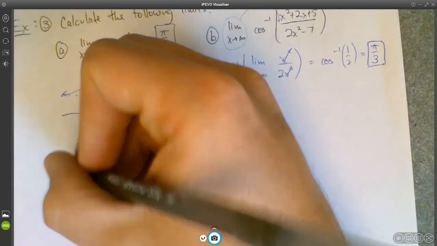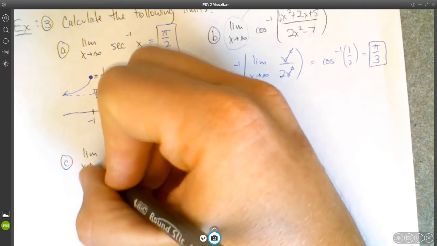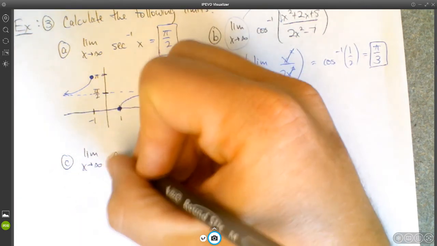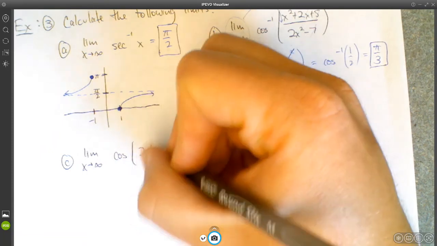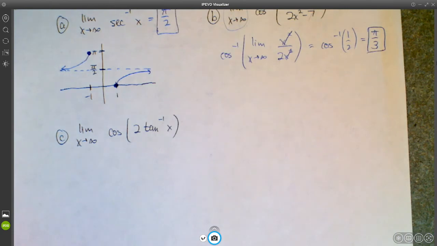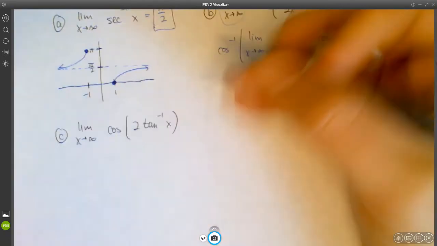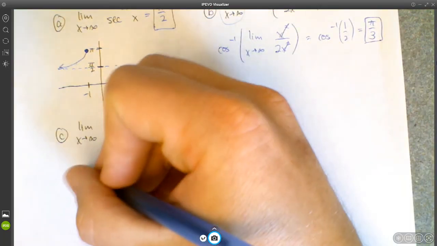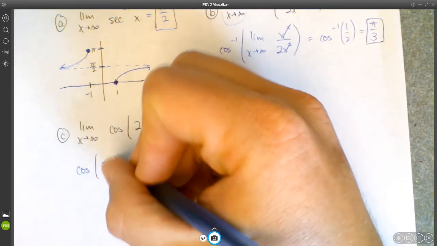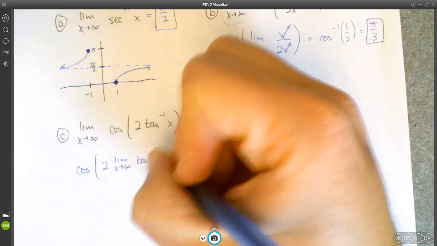Okay, let's do one more. Let's do the limit as x approaches infinity of cosine of 2 times tangent inverse of x. Oh, what do I do here? Let's see. Again, cosine is continuous, so I can just distribute the limit inside of here. So I can really think of it like cosine of 2 times the limit as x approaches infinity of tangent inverse of x.